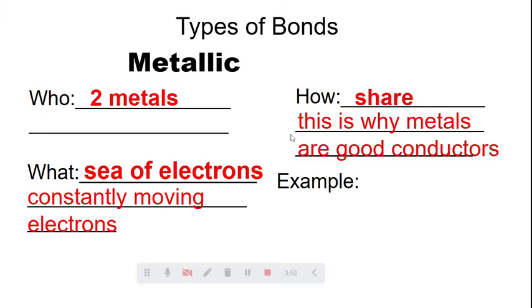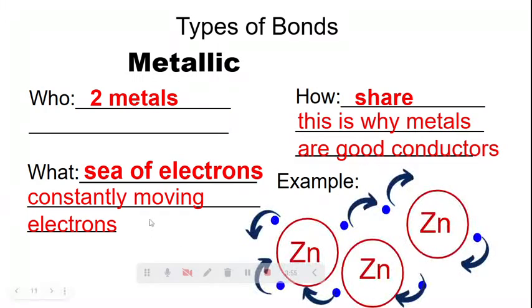So I want to show you an example of what the sea of electrons basically is. So we have Zn. We're talking about this element, right? That's its symbol. And you will see that the electrons are constantly in motion. And that is the visual that I can give you.